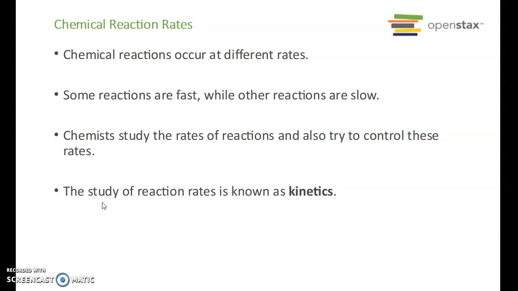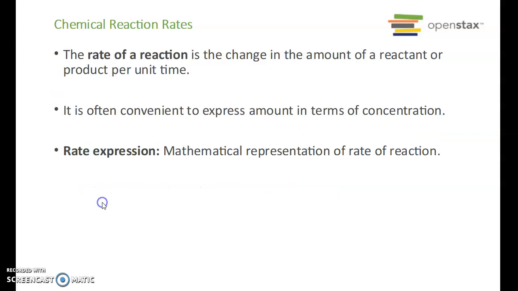We'll also cover the collision theory, reaction mechanisms, and the effect of catalysis. So, chemical reactions occur at different rates. Some reactions are fast, other reactions are slow. Chemists study these in order to control them, because otherwise what happens? It's just a big boom, right? So, the study of reaction rates is known as kinetics.